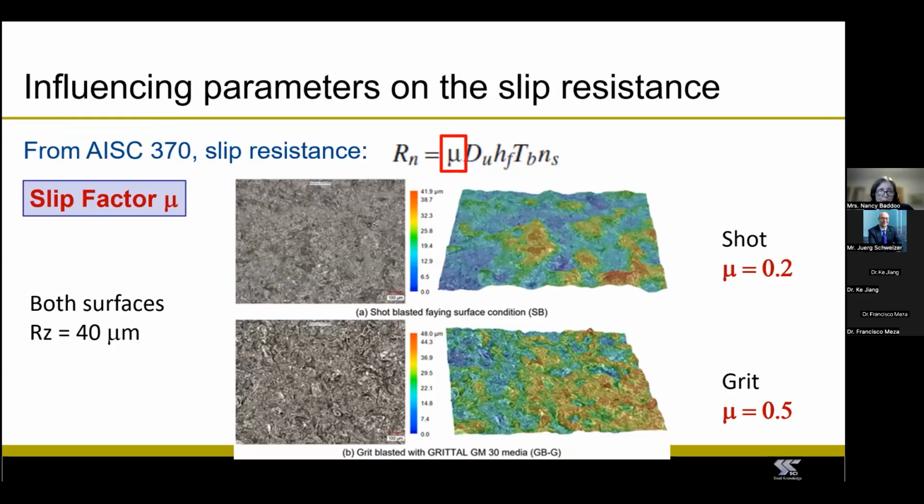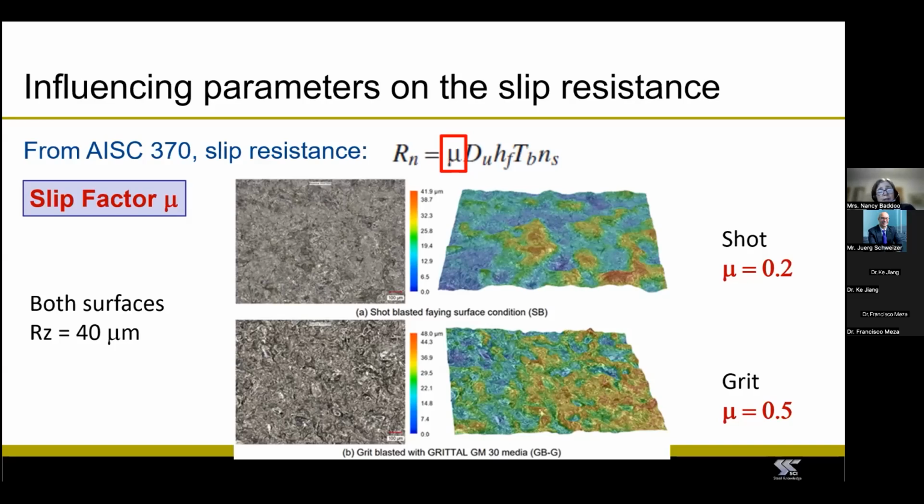So here, when we were looking at the slip factor, clearly that depends on the topography of the faying surfaces as well as the surface roughness, Rz. And I just showed you this slide, which is quite interesting. Both surfaces shown here have an Rz of 40 micrometers. The upper surface is shot blasted, and that was shown to have a slip factor of 0.2, and the lower is grit blasted. And due to the higher asperity, sharper edges, led to better mechanical interlocking and therefore the higher slip factor.